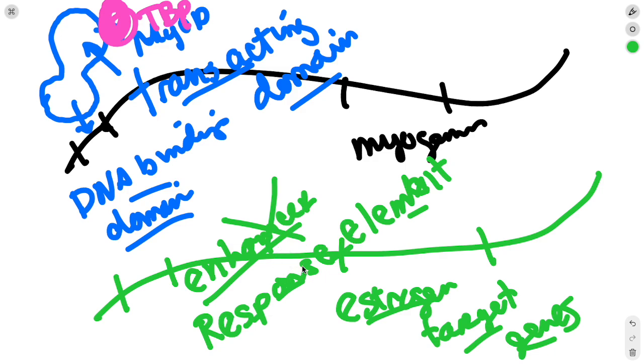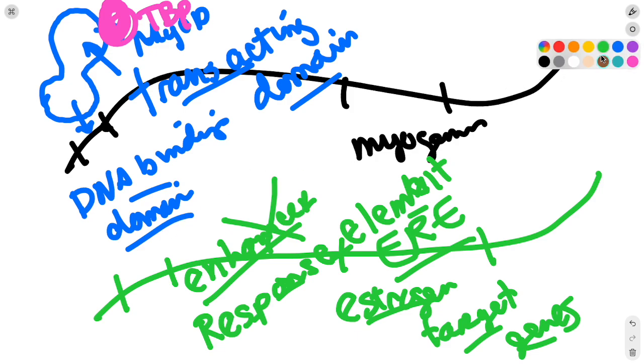And responsive to what? So this thing is abbreviated an ERE, an estrogen response element. Because you could just take that piece of DNA and connect it to any gene, and the gene becomes estrogen responsive. Okay, all right? And so the transcription factor that binds here is estrogen receptor.